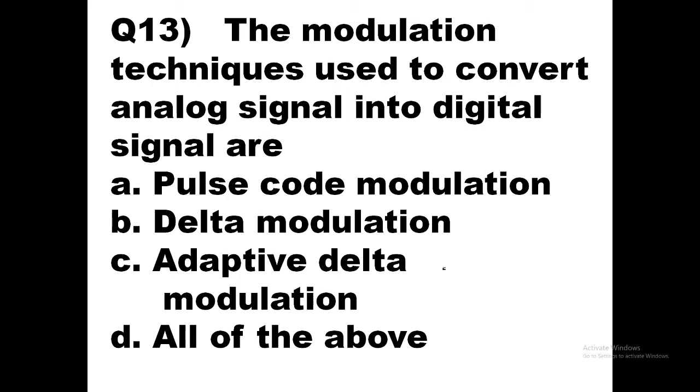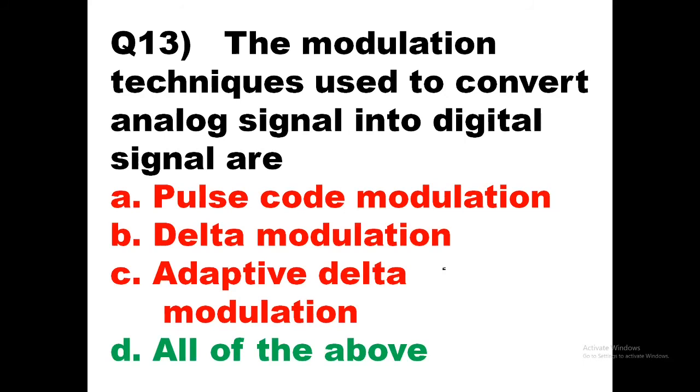In PCM you are going to use sampling and quantization. In delta modulation you are going to use one bit at every sampling time. You are going to see whether the sampling is above the staircase or below the staircase, and convert that into 1 bit. And by modifying delta modulation, you can get adaptive delta modulation also. So in all these three, we are going to convert analog signal into digital signal. So the answer should be all the above. The modulation techniques used to convert analog signal into digital signal are PCM, DM, ADM, all the above.